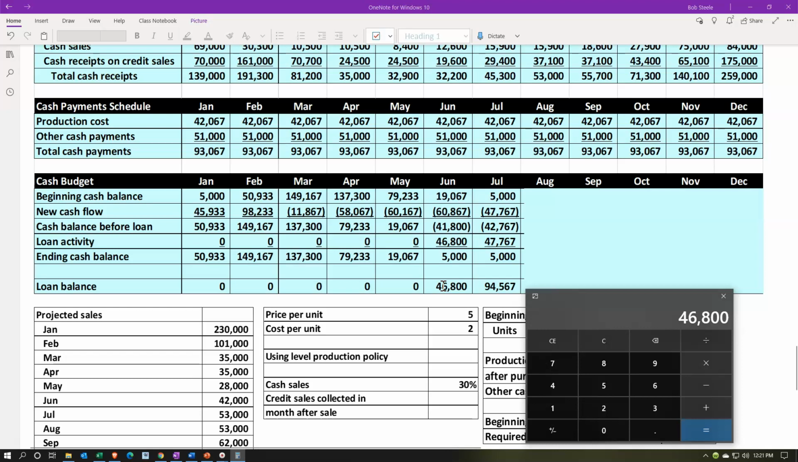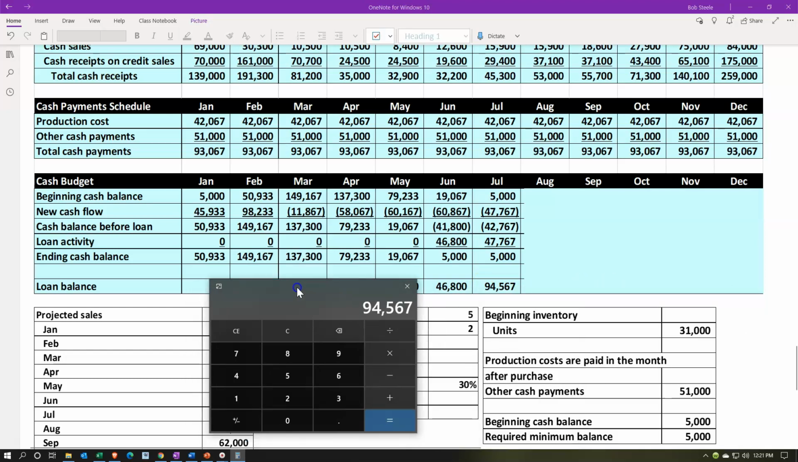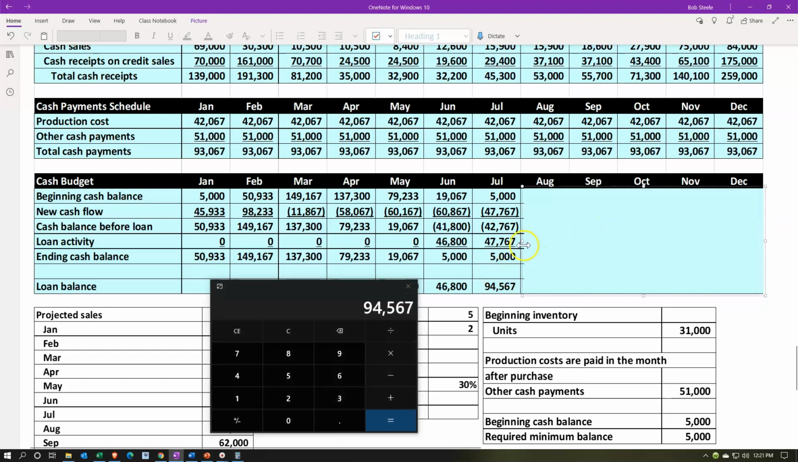Now we took out another 47,767 right there, meaning our loan amount now is 94,567. All right, and then we're going to go to the next one. So we'll go to August. Let's bring it on over to August here.